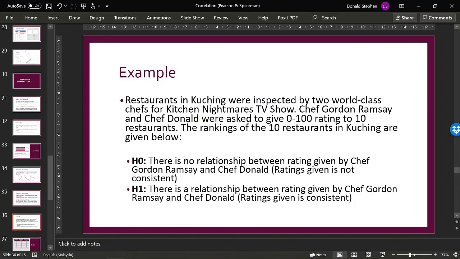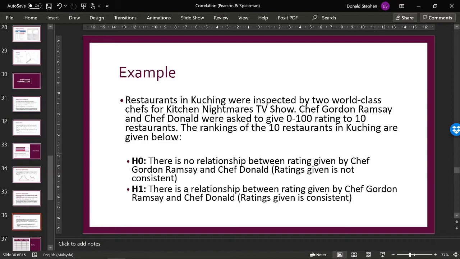So this is the example for Spearman correlations. We are working with ranks here. We have restaurants in Kuching. The restaurants in Kuching were inspected by two world-class chefs for a Kitchen Nightmare TV show. First we have Chef Gordon Ramsay, and then this very well-known chef here, Chef Donald. This is a better chef than Gordon Ramsay. These two chefs were asked to give a rating to these 10 restaurants, from 0 to 100. 100 is very good, 0 is the worst. So the ranking for these 10 restaurants is given.